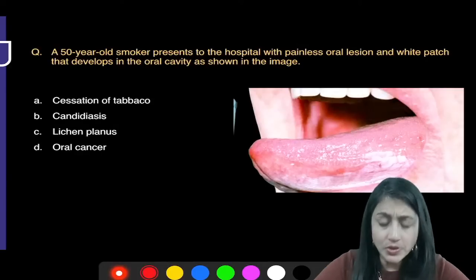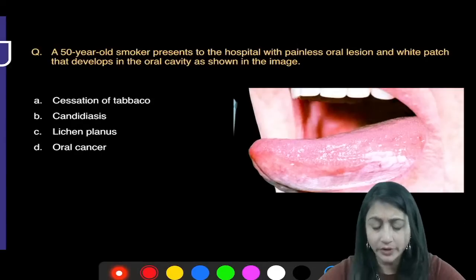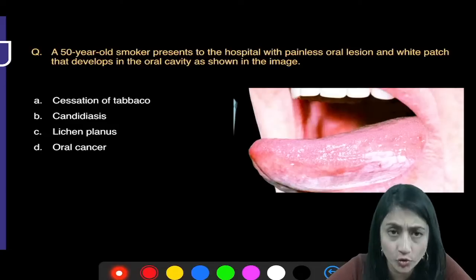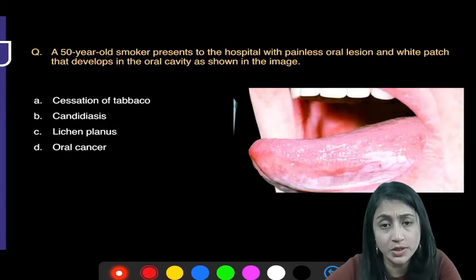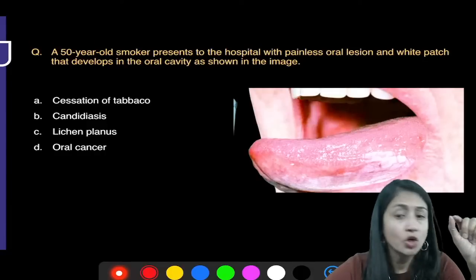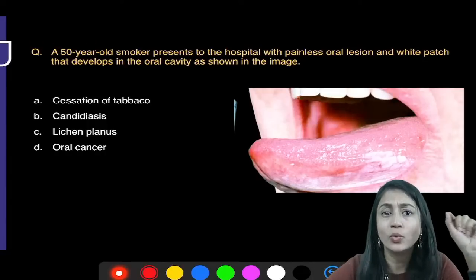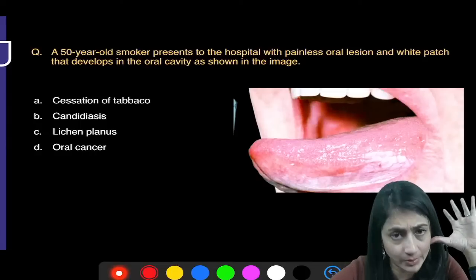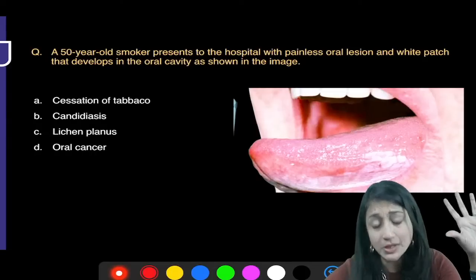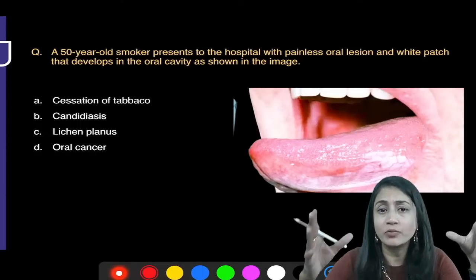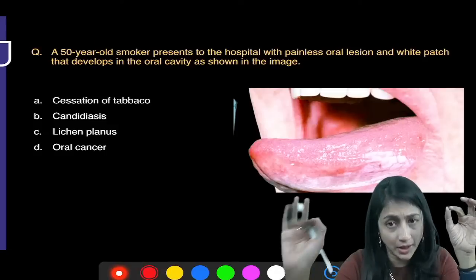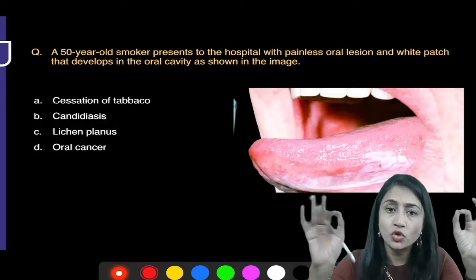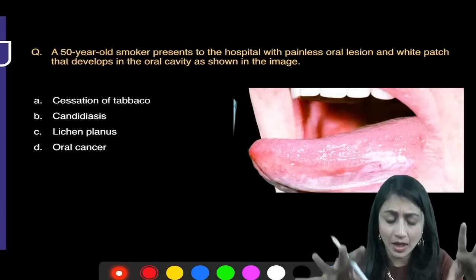Okay, so this was a little confusing. I don't think we got the right options or anything. So a 50-year-old smoker presents to the hospital with a painless oral lesion and a white patch that develops in the oral cavity as shown in the image. Now, I'm not sure whether they asked you about the diagnosis or about the treatment. So whatever it was, let's discuss it as a whole question.